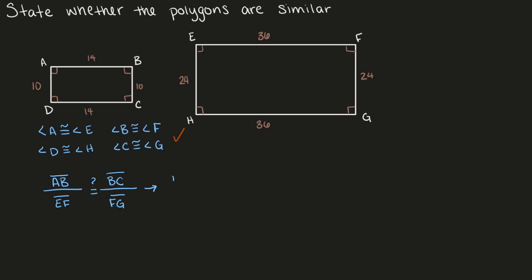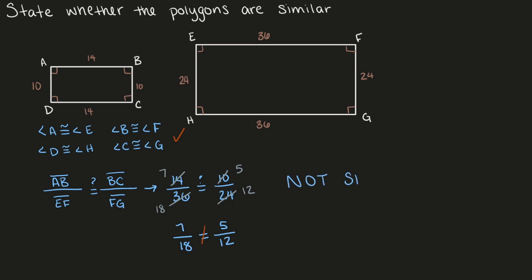AB is 14 and EF is 36, so that's our first fraction. BC is 10 and FG is 24, that's our second fraction. 14 and 36 have a common factor of 2, so when we factor out a 2, we're left with 7 over 18. 10 and 24 also have a common factor of 2. So when we factor out a 2, we're left with 5 over 12. 7 over 18 does not equal 5 over 12. Therefore, these two polygons are not similar.